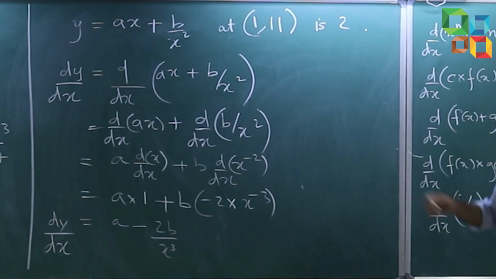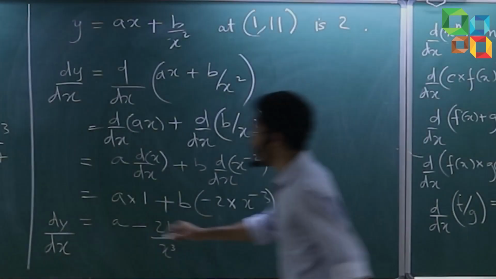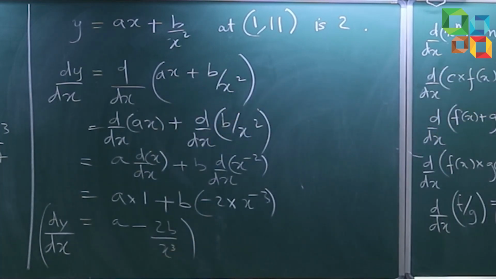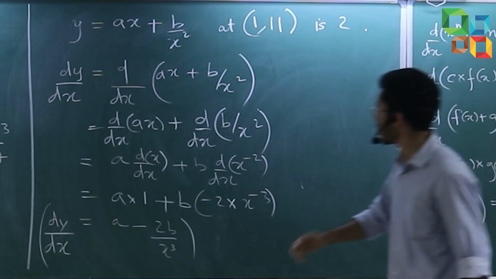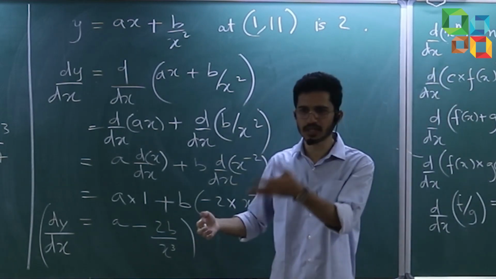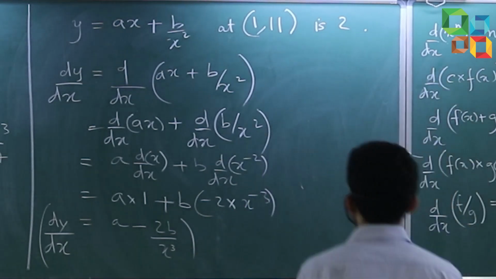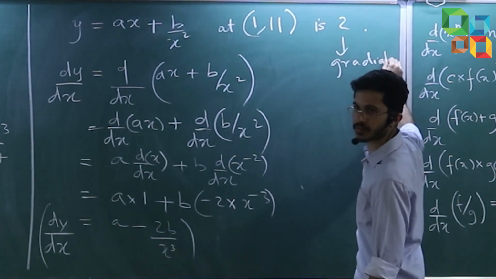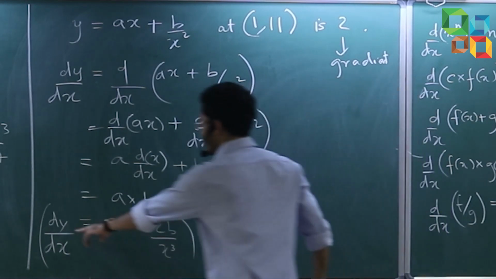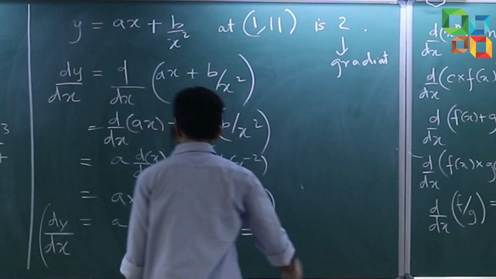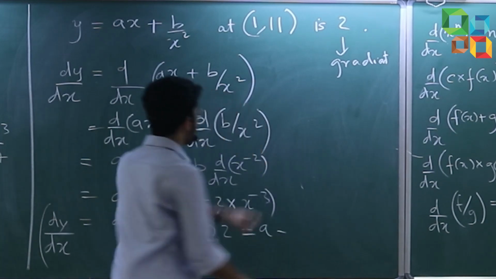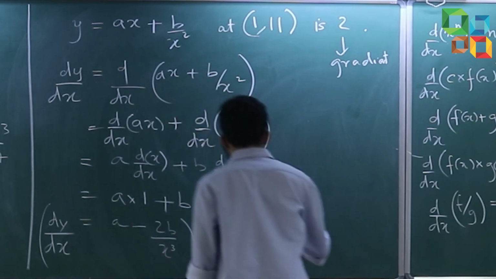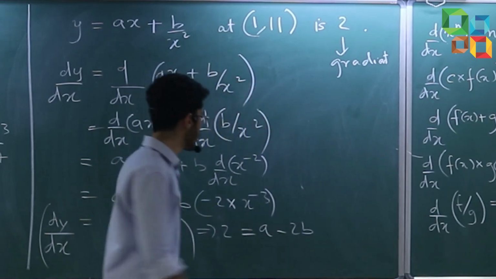Yes, you can write it as x power minus 3. That's fine. Now we got the derivative, and the question is to find a and b. So we need two equations. Can you tell me how to get at least one equation, anyone? So 2 is the gradient, right? 2 is given to be the gradient. So instead of dy by dx, substitute 2, and instead of x, substitute 1, since it is at x equal to 1. So a minus 2b equals 2. This is one equation.